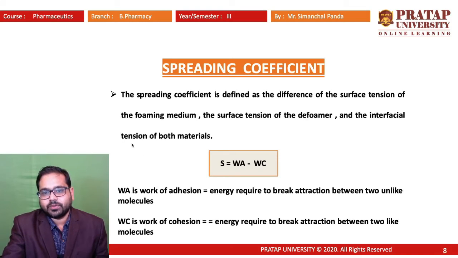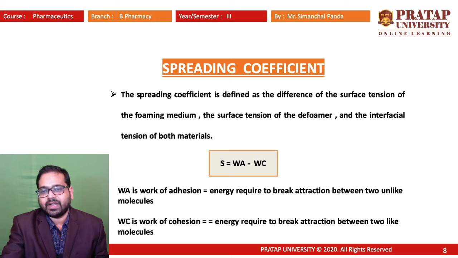Next one is the spreading coefficient. Spreading coefficient is defined as the difference of the surface tension of the foaming medium, the surface tension of the defoamer, and the interfacial tension of both materials. So we can denote it as S equal to WA minus WC. WA is the energy required to break the attraction between two unlike molecules. It is known as the work of adhesion. Next one is WC. WC is the energy required to break the attraction between two like molecules. So we are getting WA minus WC, the work of adhesion minus the work of cohesion.